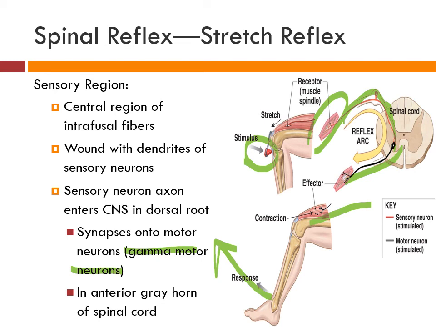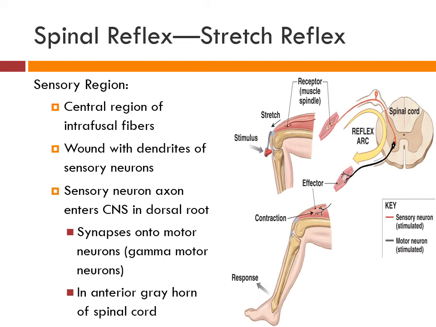So we have the stimulus. It's going to stimulate the sensory neuron. The sensory neuron is going to synapse directly onto the motor neuron. The motor neuron is going to synapse back onto the effector and cause contraction, and the contraction of the quadriceps is going to kick your foot out.